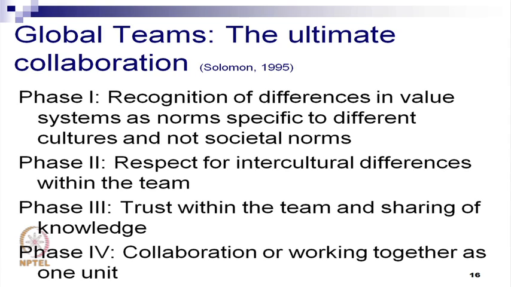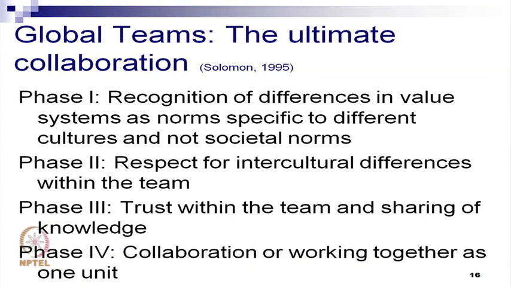The phase 1 of this process is recognition of differences in value systems as norms specific to different cultures and not societal norms. So we need to recognize that when people say that they have a different value system, we must realize that this is not a different society. They are not coming from another planet. They are not saying something out of the ordinary. If they have a different value system, it's really a function of the culture they are coming from.